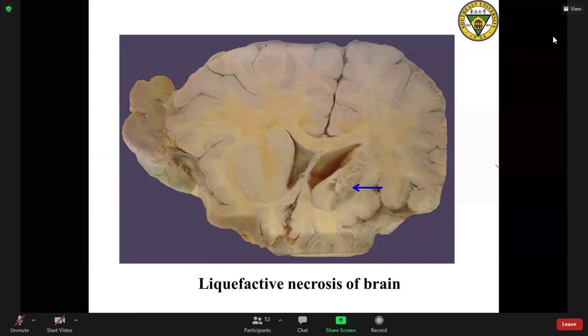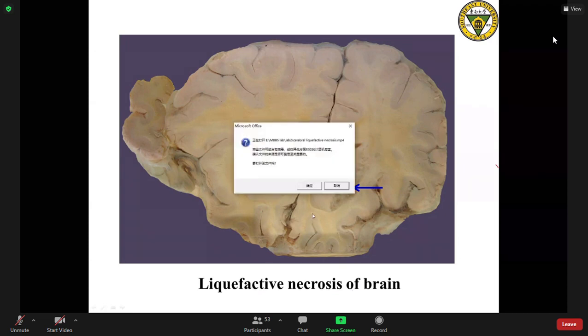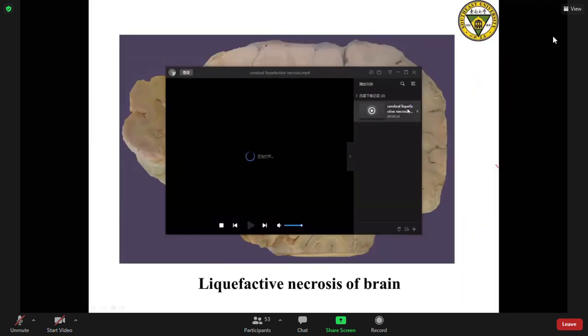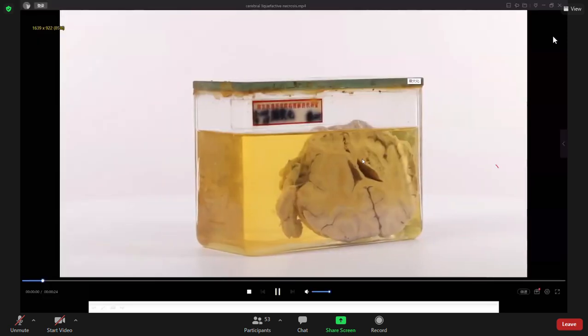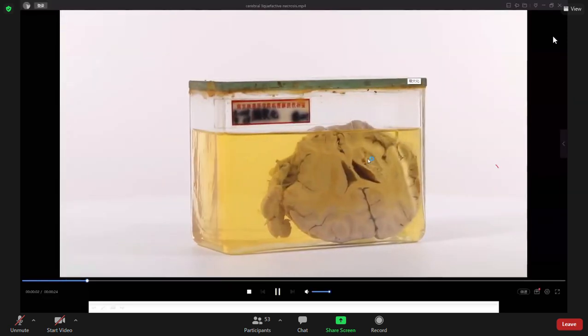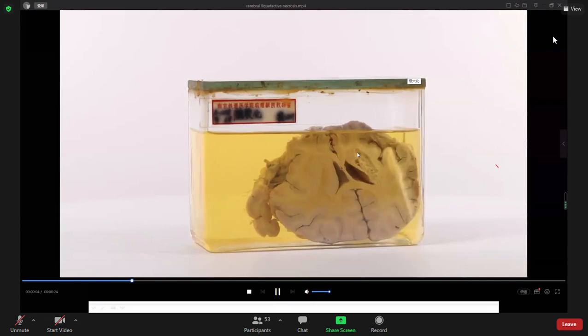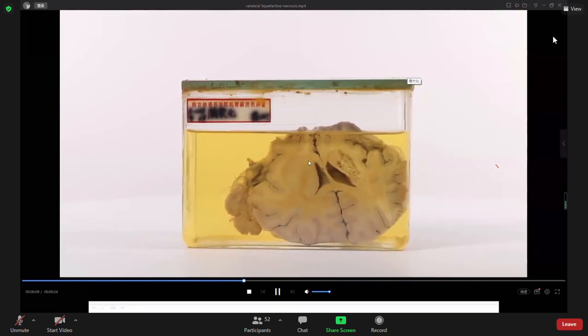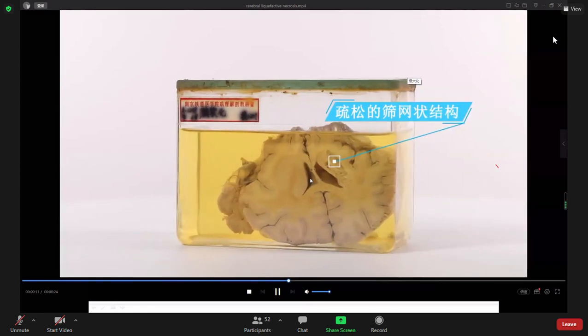So the hypertension or maybe atherosclerotic plaque in small arteries of brain can cause ischemia and necrosis of the brain. Okay, you see the videos here. It's just the same, this area. Here is necrosis, but this is normal. It's the lateral ventricle.